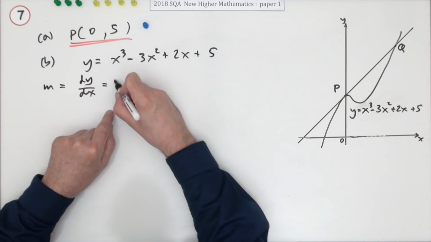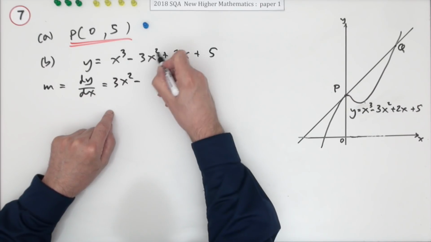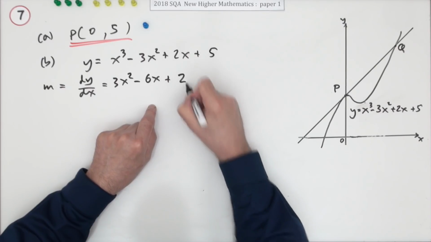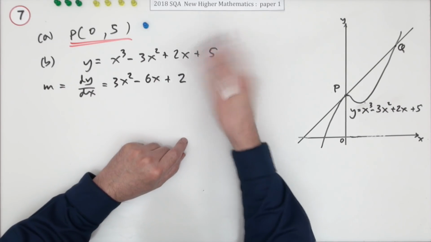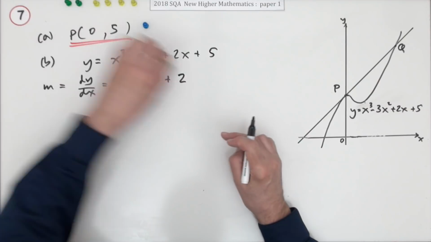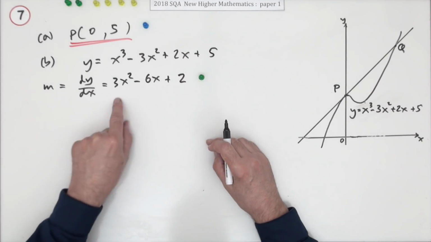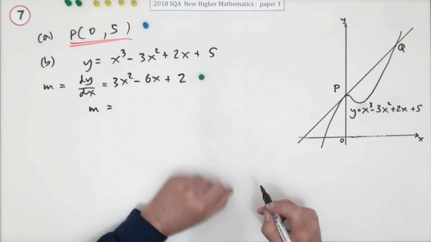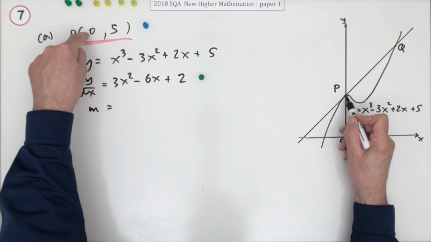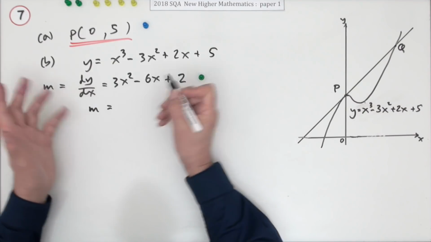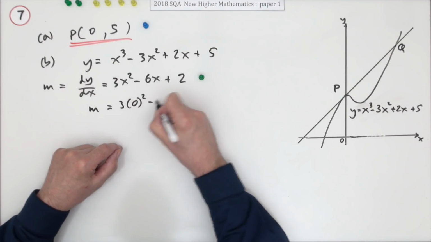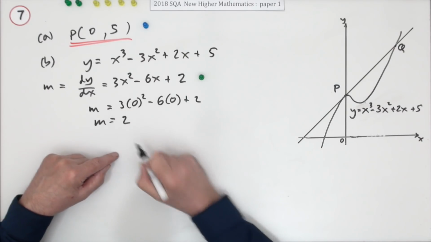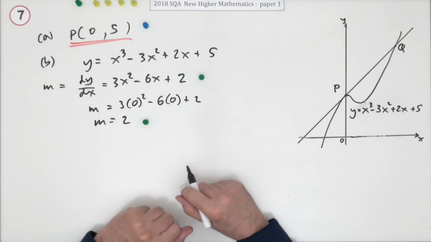So differentiate it: multiply by the power, take 1 off the power, and if it's a linear term, it just goes down to the constant, and 5 doesn't change, so it's gone. So there's 1 mark for differentiating it. Now, to get this gradient, you'll need to know an x coordinate at that point, and the x coordinate is 0. Well, I don't know if we need to show that or not. 3 times 0 squared minus 6 times 0 plus 2. That means the gradient's just 2. Getting 2 gets a mark.